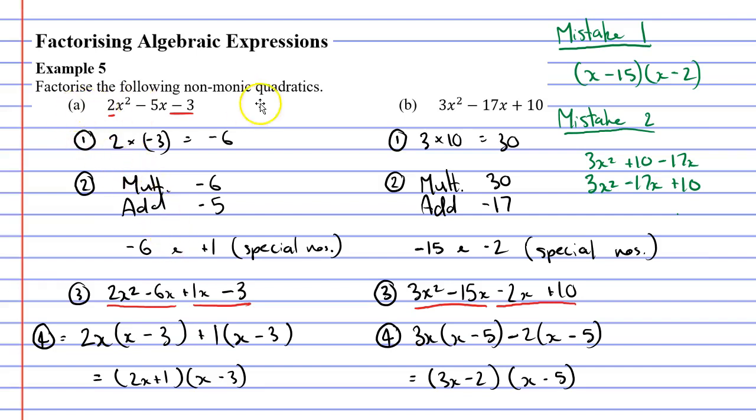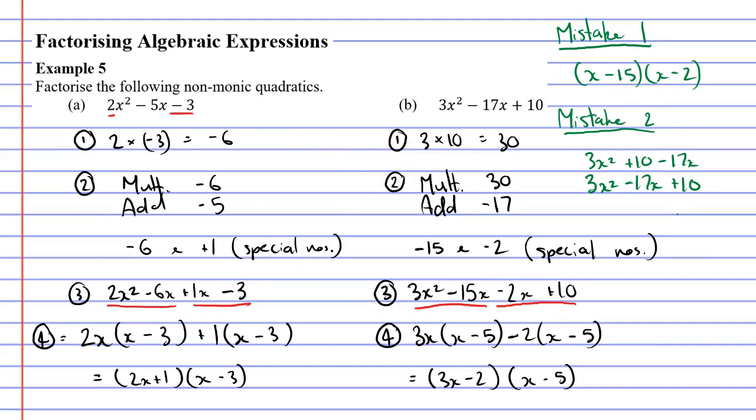When we were answering questions A and B, we split the middle terms, and for question A I wrote minus 6x plus 1x. And some of you may be wondering, what happens if I do this in a different order? What if I put the plus 1x first and the minus 6x second? The same with question B. What if I put the minus 2x first and the minus 15x next? Well, let's look at what happens.